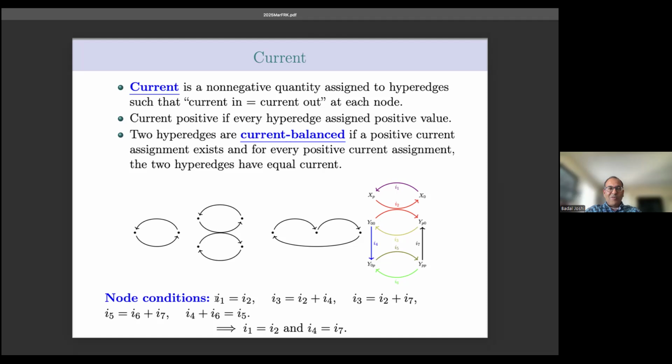And what you find is that this I1 and I2 are current balanced. That's sort of easy to see because of node balance at XP. But you also find that these two edges, let's see, I4 and I7, which are not next to each other, right? I4 is this blue edge, I7 is this black edge. They are kind of far away in the network, but they are also current balanced. And you can get that from solving these node conditions.